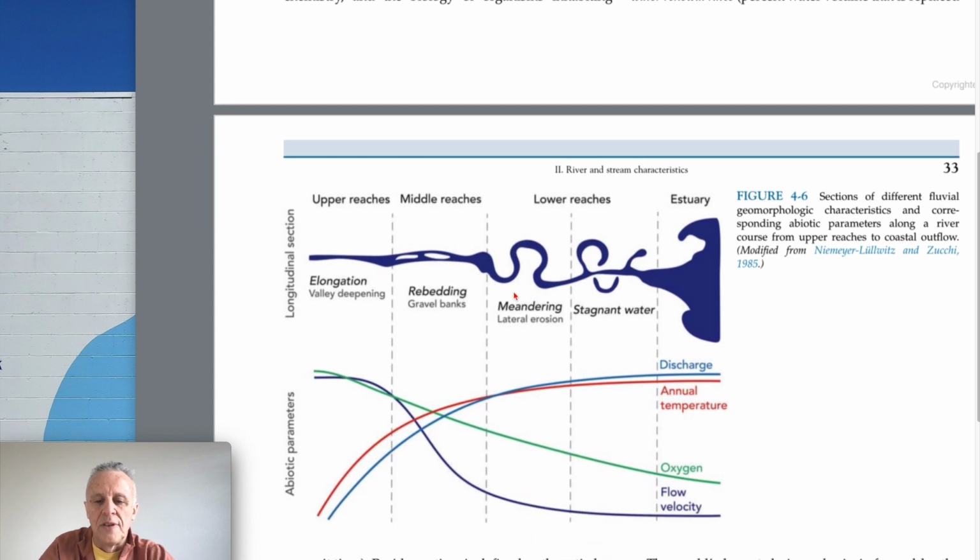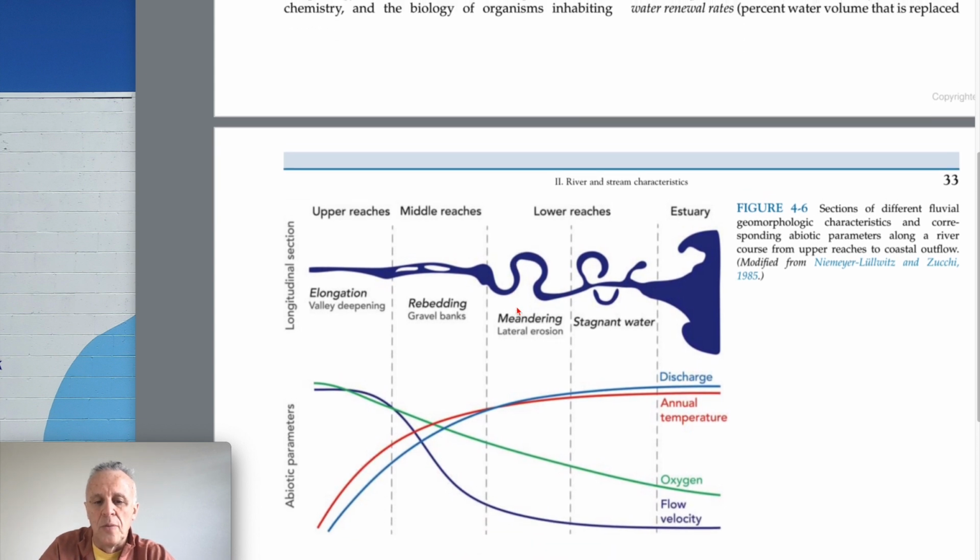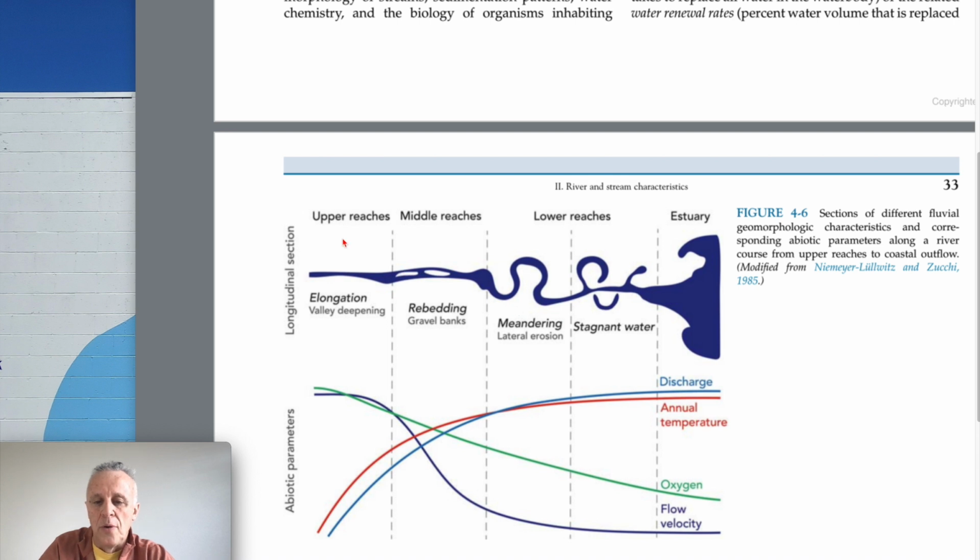Figure 4-6 shows the geometry of a typical river from the upper reaches to the estuary, and then looks at the behavior of some hydrologic parameters. Let's first look at the geometry of that river. In the upper reaches, we have an elongation phase, valley deepening. In the middle reaches, we have rebedding with the presence of gravel banks. In the lower reaches, we have meandering with lateral erosion and stagnant water. And then ultimately, it reaches the estuary.